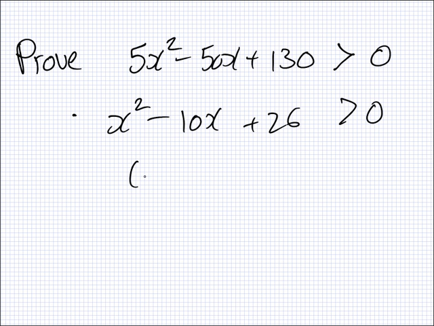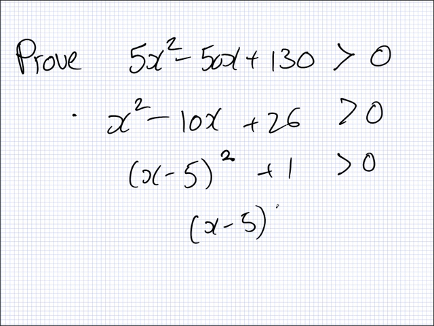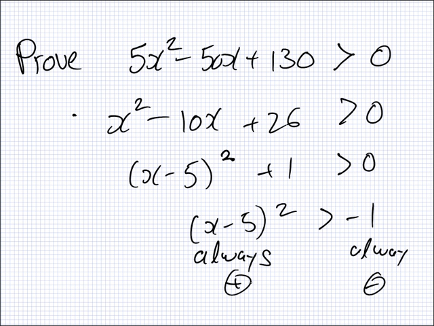Now we get x minus 5 squared plus 1 more than 0. And you could say it's finished here. Or if you want to be even clearer about it, you could say x minus 5 squared is more than minus 1. Now, why is this obviously true? Because this is always positive, and this is always negative. And a positive is always more than a negative.